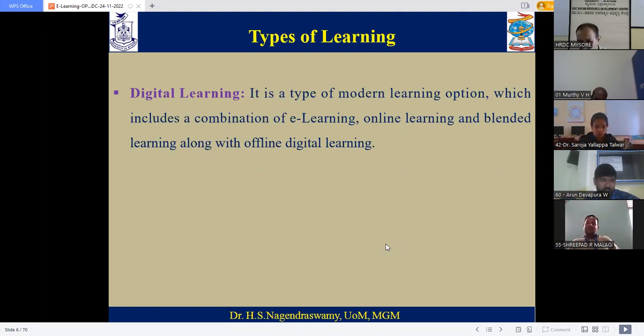Okay, so for the sake of continuity and completeness, I would like to give some simple definitions to better understand e-learning and the e-learning process. Digital learning is a type of modern learning option which includes a combination of e-learning, online learning, and blended learning along with offline digital learning. Any form of learning which uses technology and electronic media is referred to as digital learning.